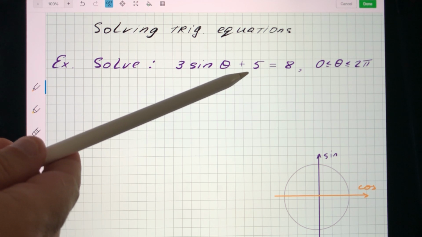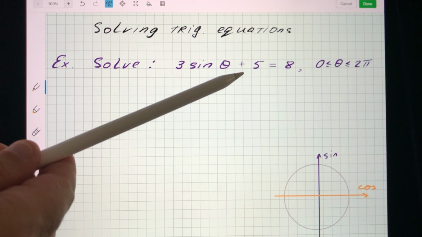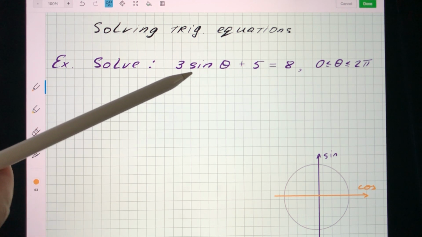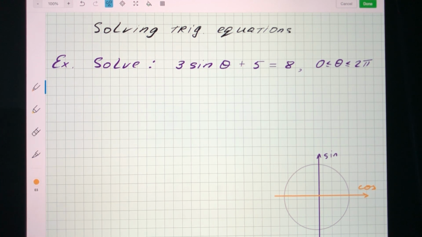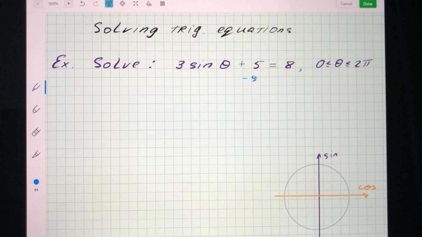So the next thing is to undo all the operations using PEMDAS in reverse. So we undo addition, then we undo multiplication. First, we undo the addition, we subtract 5 from both sides, and that makes 3 sine theta equals 3. To cancel the times 3, we divide both sides by 3. So now we have sine theta is equal to 1.